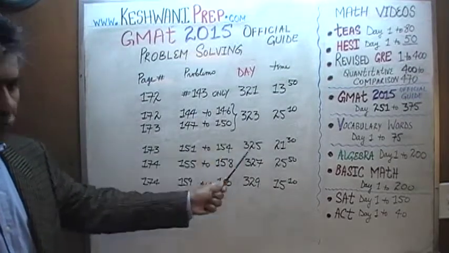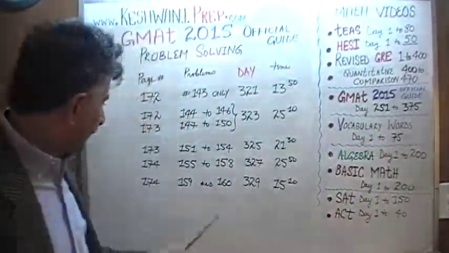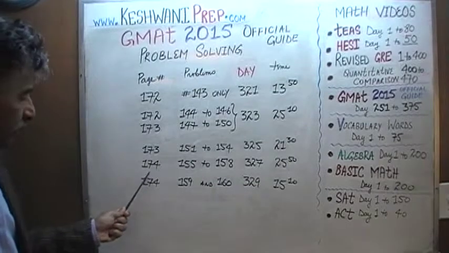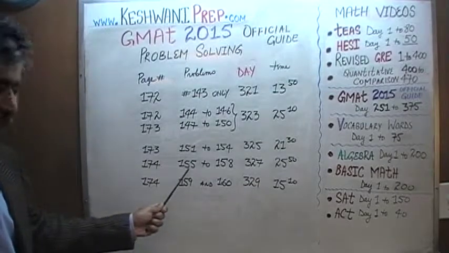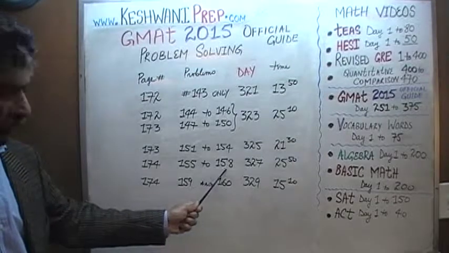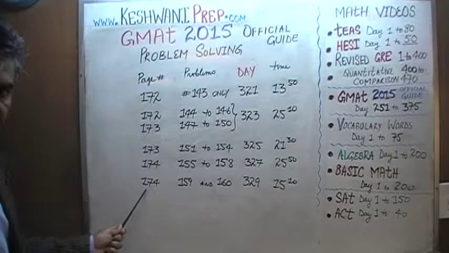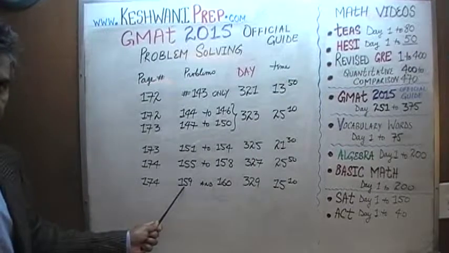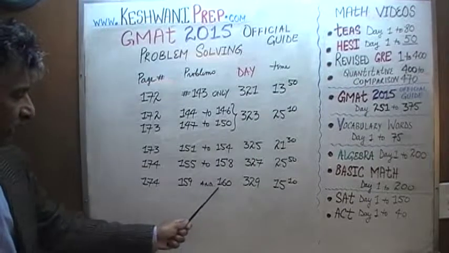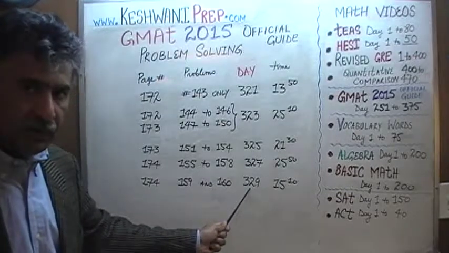You will find the solutions to all the problems from day number 251 through 375. Again, on the following page, page number 174, you will find problems 155 to 158, and solutions to those problems were presented on day number 327. Finally, on the exact same page, page number 174, we have problem numbers 159 and 160. Those two problems were solved on day number 329.